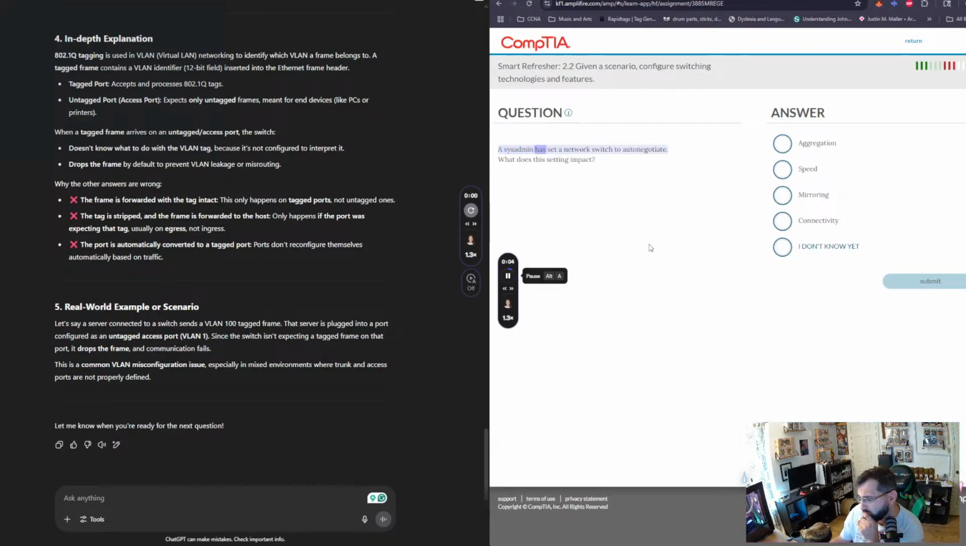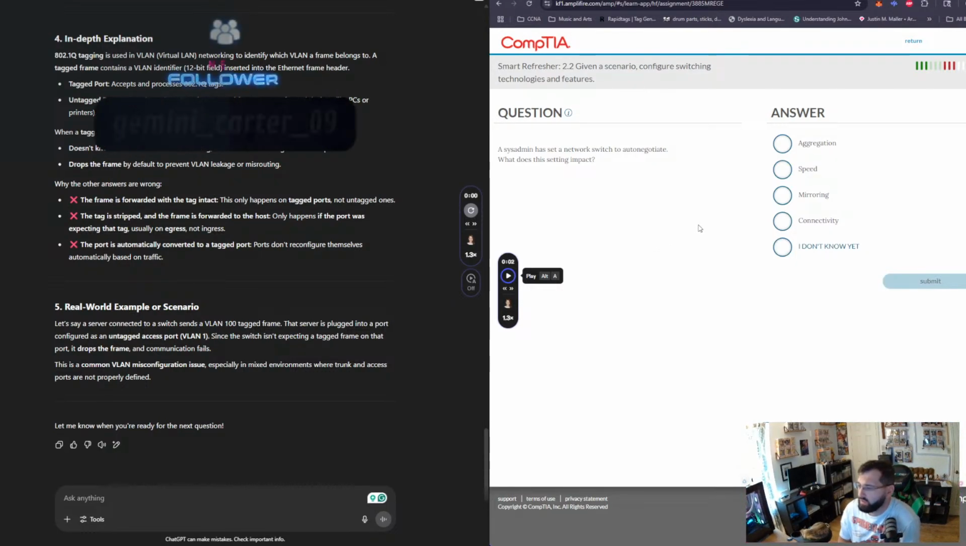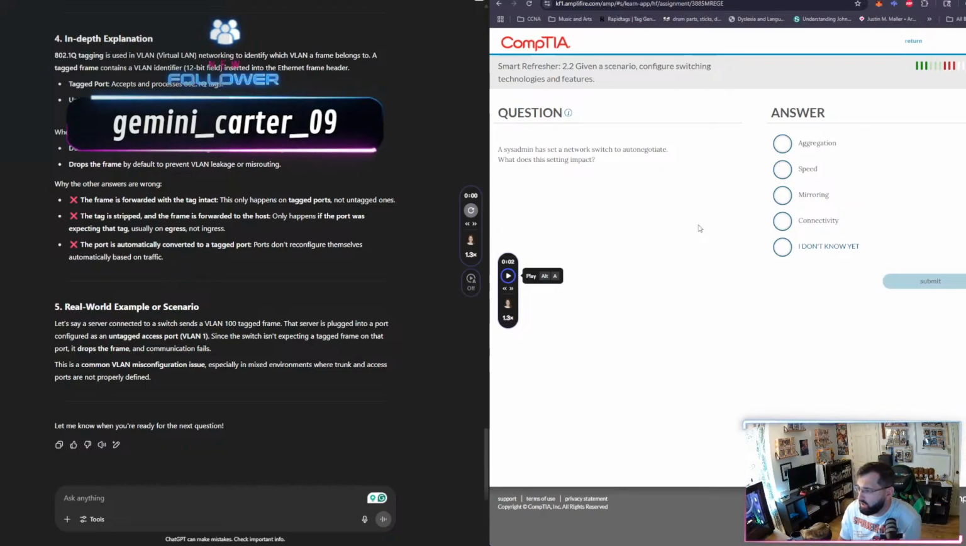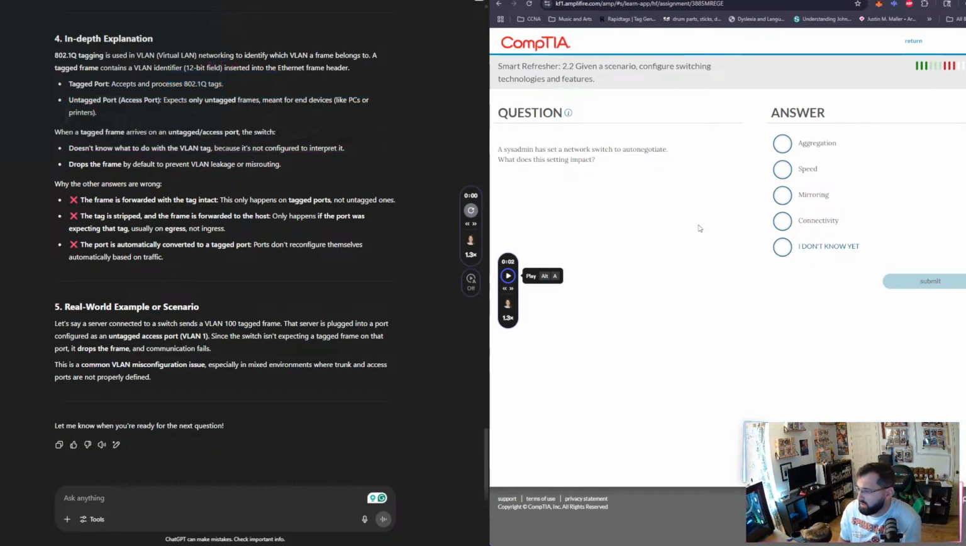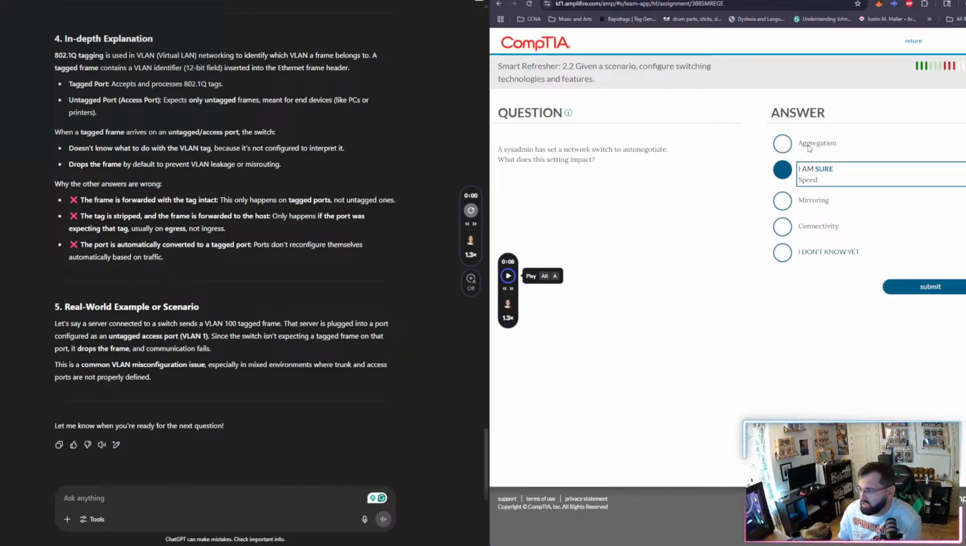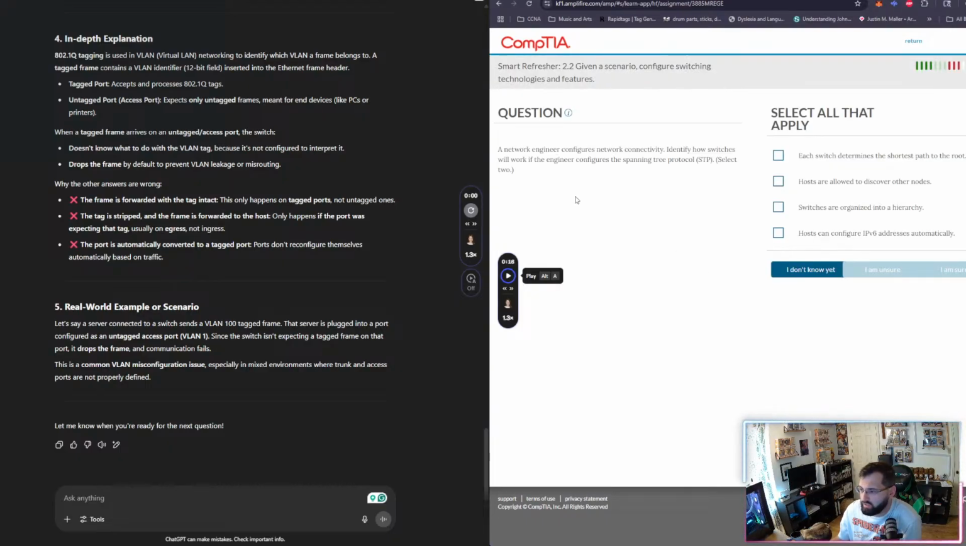A sysadmin has set a network switch to auto-negotiate. What does this setting impact? That should impact speed. And if speed's the wrong answer, then it's aggregation. But I'm pretty sure it's speed, because it's going to go faster since it's doing it automatically.